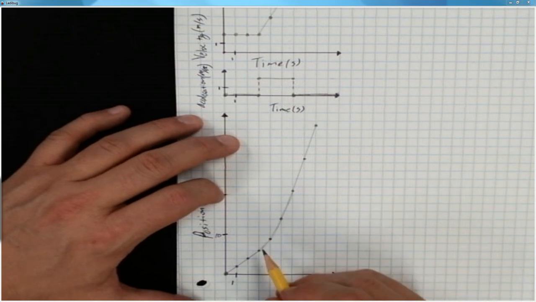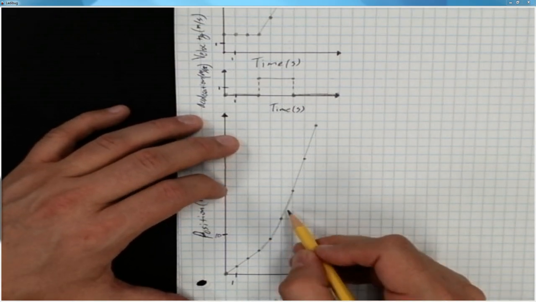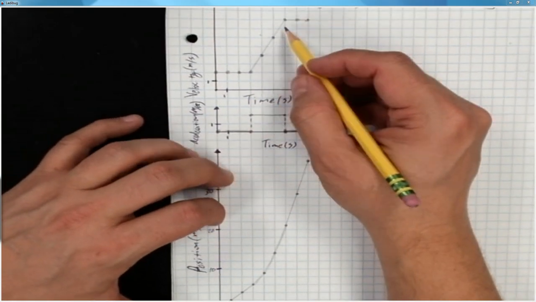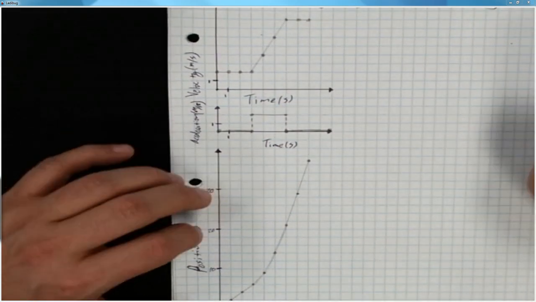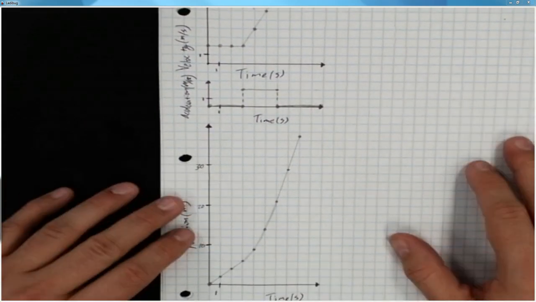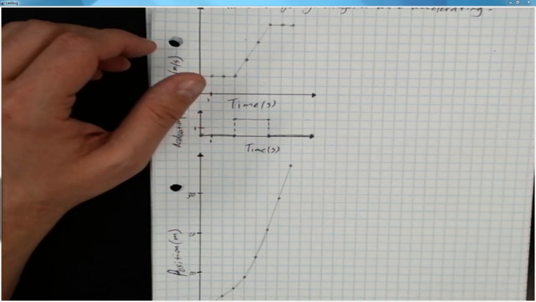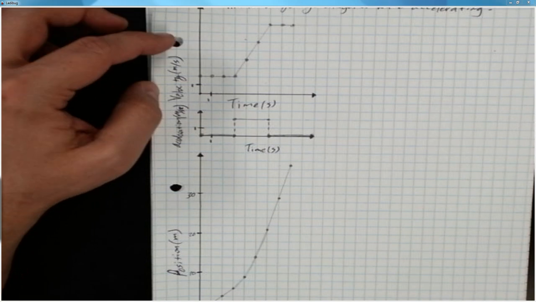So anyhow, this is a curved line because you're accelerating. Now that we are done drawing the basic graphs, it's time for us to derive the kinematic equation. I'm going to start with a fairly simple argument.